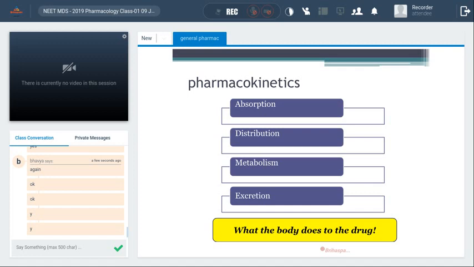So what happens to the drug is kinetics. What happens to the body is dynamics. You can remember it in whatever way you want, but it's basically what the body does to the drug, which is pharmacokinetics. Now, under this we have four major branches called ADME: absorption, distribution, metabolism, and excretion. Clear? So we see the four different pathways of drug movement inside the body. How does it get absorbed? How does it get distributed to the particular tissues? Before excretion, it has to get metabolized. How will it get metabolized? And then how is it excreted from the body?